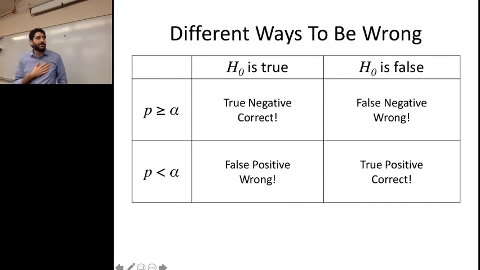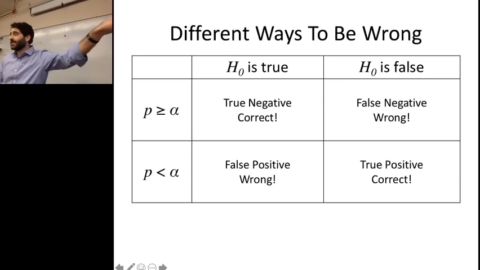And so this bottom left one is a false positive, which is where we get a small p-value. We say the world is interesting, but we're wrong. The null hypothesis is actually true. Right? False positive is when we say there's a positive result, meaning that there's something interesting happening in this data, but we're wrong.